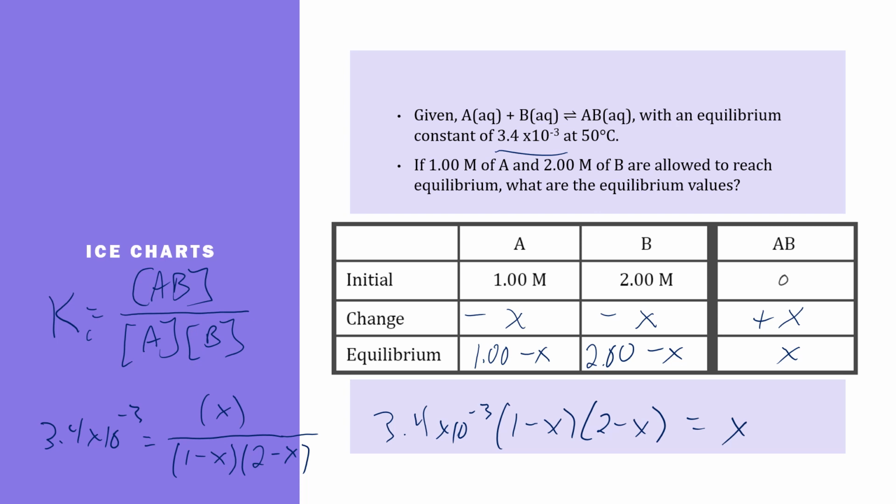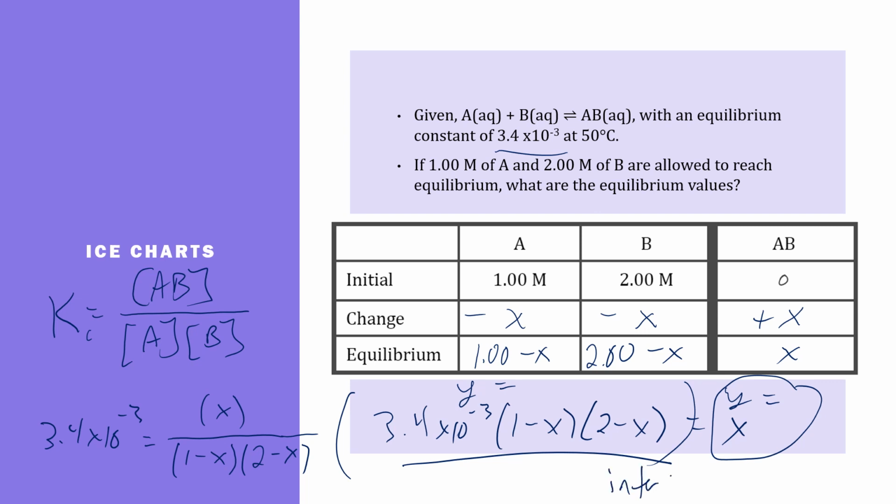And then in your graphing calculator, you would do y equals this side of the equation, and then you would do y equals this side of the equation. And you will get two different graphs, two different lines on your graph. And you just need to find the intersect of those two lines. And when you find the intersect, that will give you the value of x that makes this true.